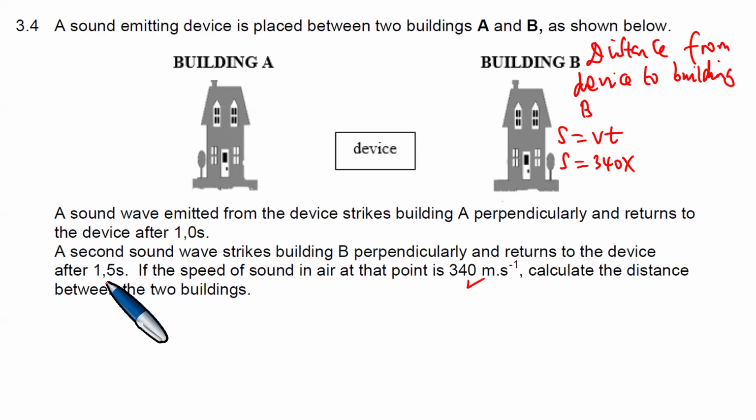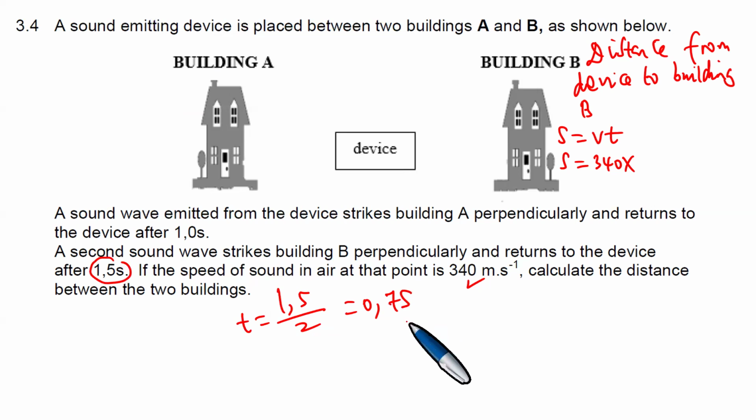So if it is after 1,5 seconds, and then this one, so it's 1,5 seconds it returns. So you must then say 1,5 seconds divide by 2, and then the time there is 0,75. So you put here 0,75 seconds. And then the 340 times that will give us exactly 255 meters.